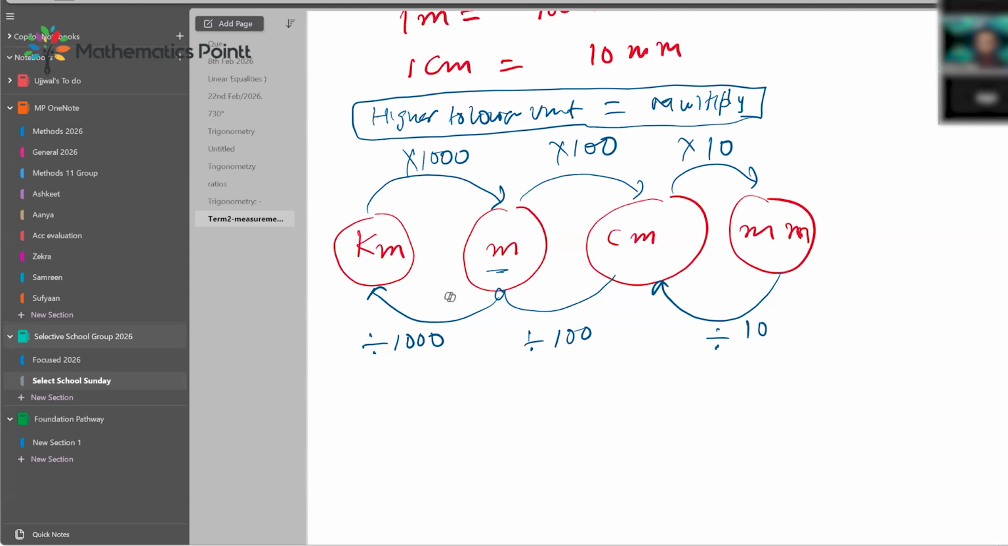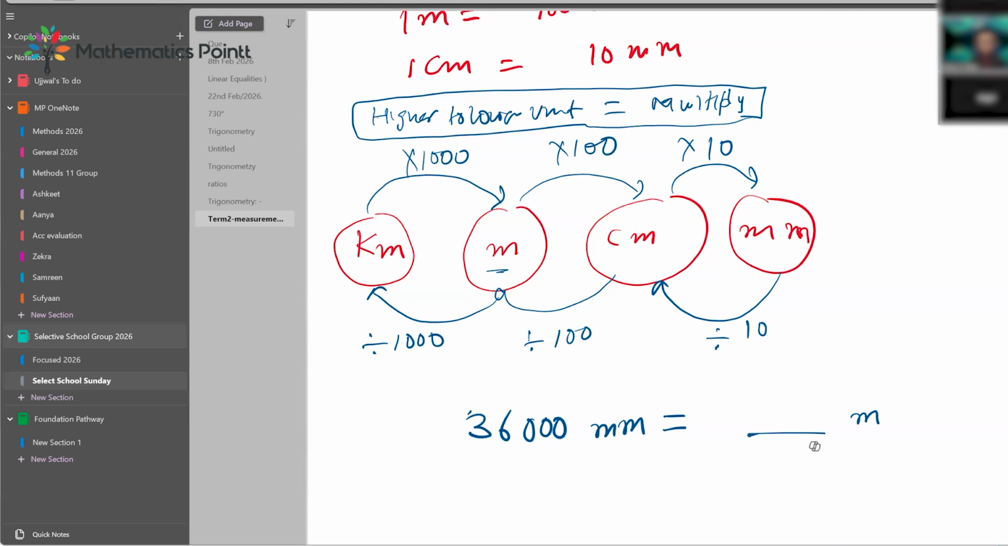Now, just a quick exercise based on this. I know you should be able to do it. If I ask you, convert 36,000 millimeters to meters, can you quickly do it?